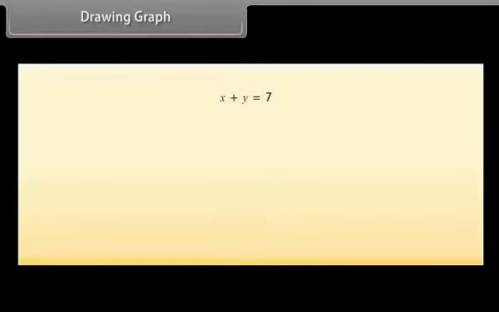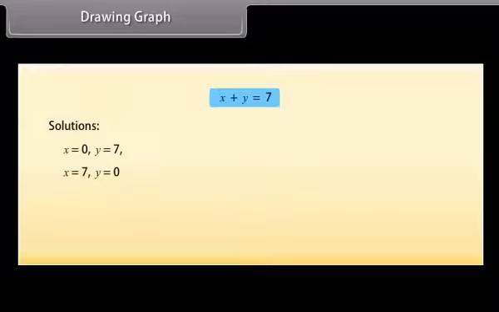Drawing graph. Let us now draw the graph of this equation: x plus y is equal to 7. We know that to draw the graph, we need at least 2 solutions of the equation. So the 2 solutions are x is equal to 0, y is equal to 7, and x is equal to 7, y is equal to 0.